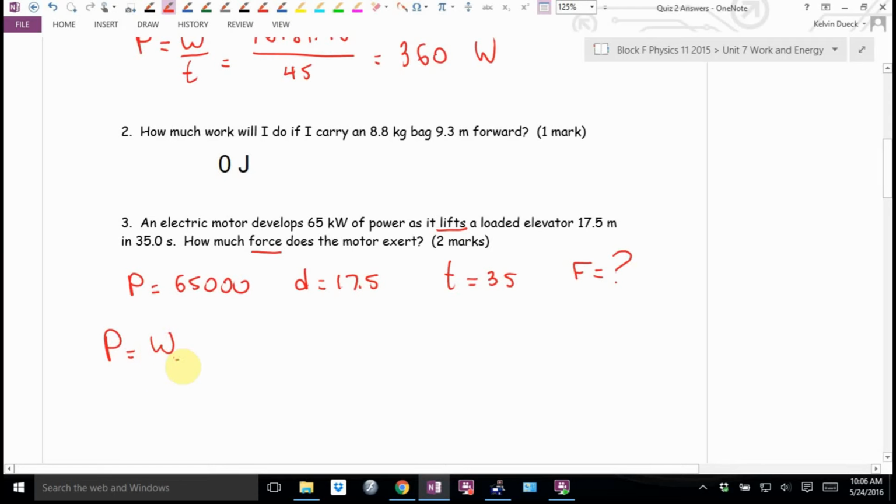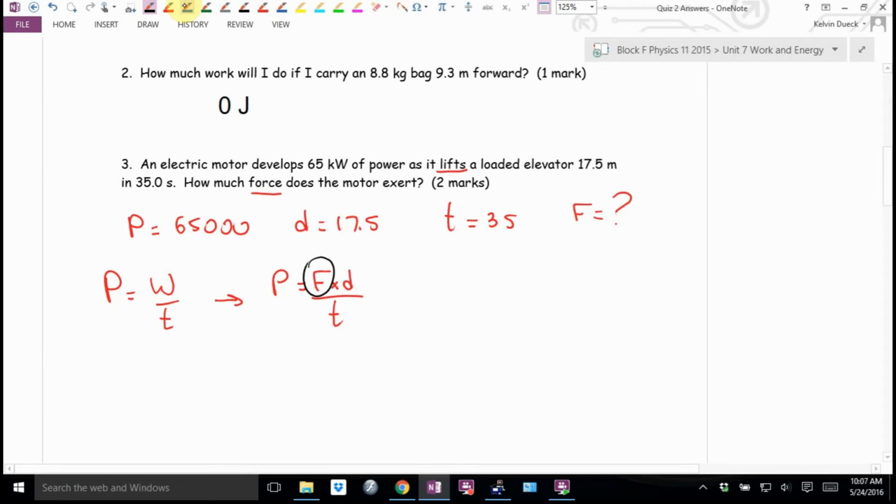Power is work over time. What's another way to write work? Force times distance. Did you say force? Okay. So I want to get that by itself. I think I'm going to times the T. I think I'm going to divide the D. The force is going to be the power times the time divided by D.